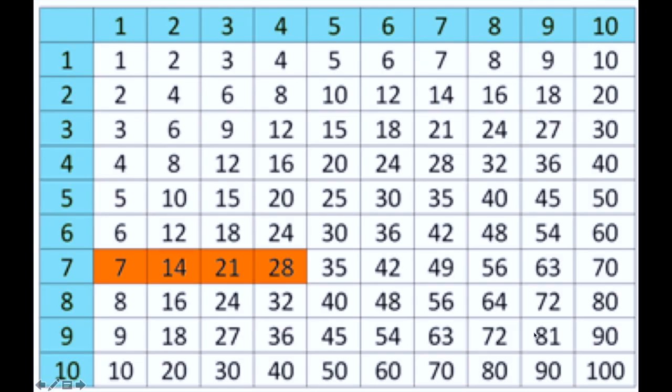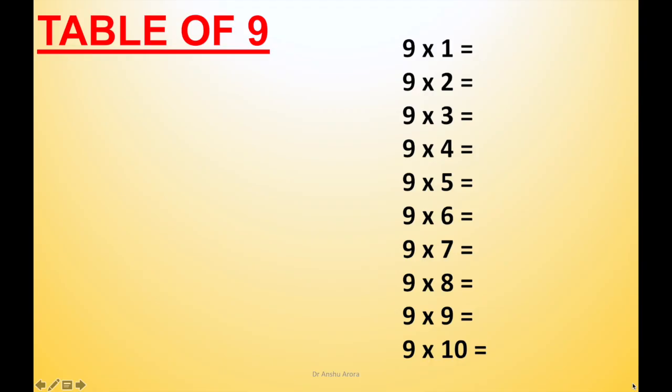For a quick recap, here are all the tables right from 1 to 10. You could read them vertically or horizontally. I think by now you have already learned them, so we will move further.